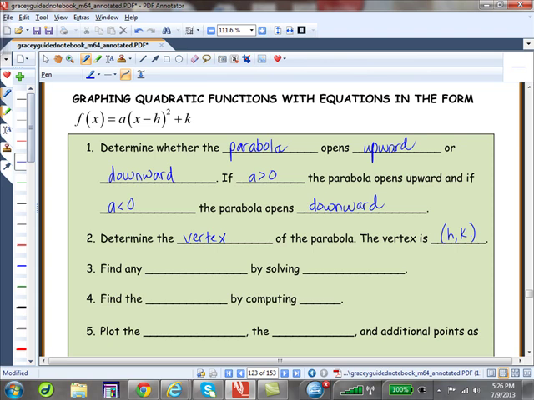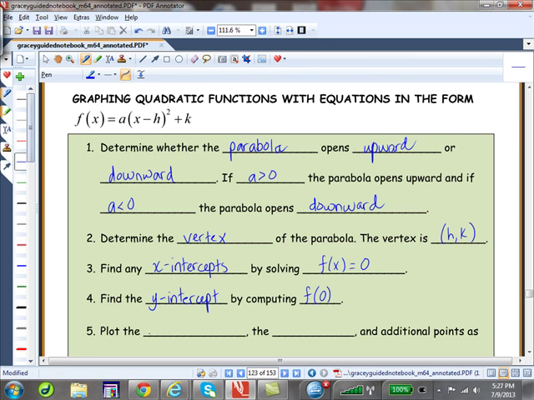You need to find any x-intercepts. That's often very useful info. You find them by solving f at x equal to 0, so you're basically setting your function value, or your y value, at 0. And then you find the y-intercept by evaluating the function when x is 0. So the first one, you're plugging in 0 for the function value. The second one, you're plugging in 0 wherever you see an x. Okay, so then you want to plot everything.